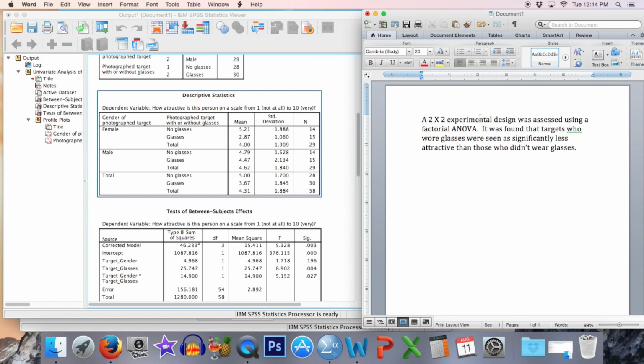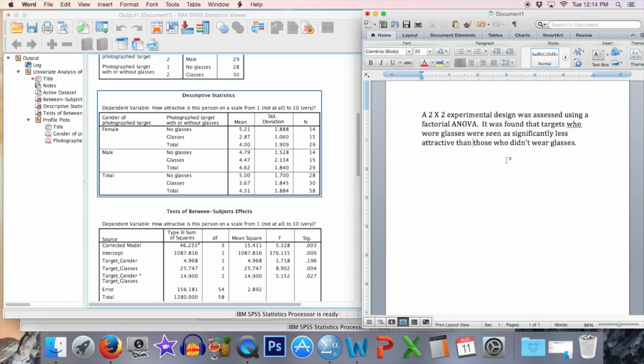And so now we just stated what that difference is and that it's significant. So it was found that targets who wore glasses were seen as significantly less attractive than those who didn't. And now we're going to put in some of these statistics. So the first thing we want to do is put in the means and standard deviations of these two groups. So we could say it's found that those who wore glasses were seen as less attractive. Put in the mean of those who wore glasses right there. They had a mean of 3.67.